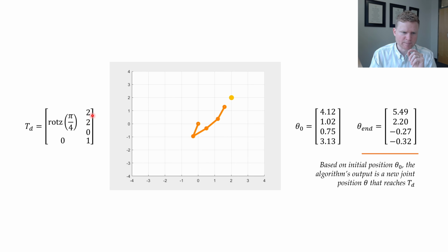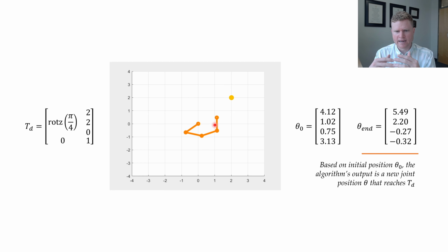I want it to move to position 2 in the X, 2 in the Y, 0 in the Z axis, and I want it to be oriented at 45 degrees or pi over 4 radians, rotated around the Z axis. So here's my plot, this video of my robot. Now the base of the robot is at 0, 0, and this is a plot of the X and Y axes. Again, the Z is coming out of the board towards you. So here's my base, my first, second, third, and fourth revolute joints, and then here's my end effector.